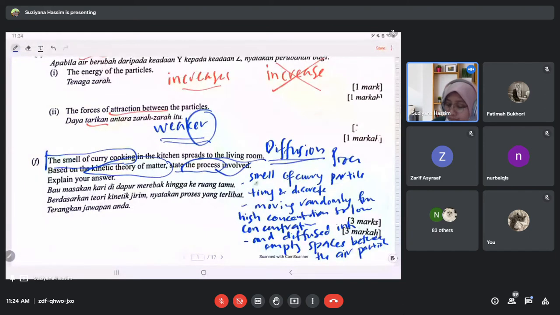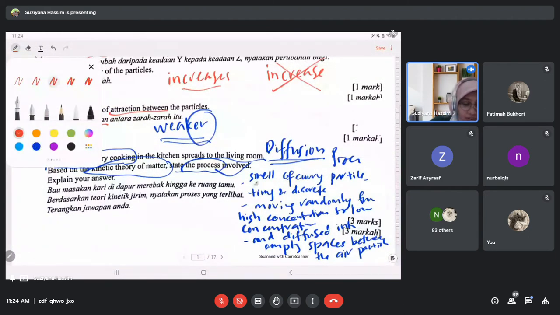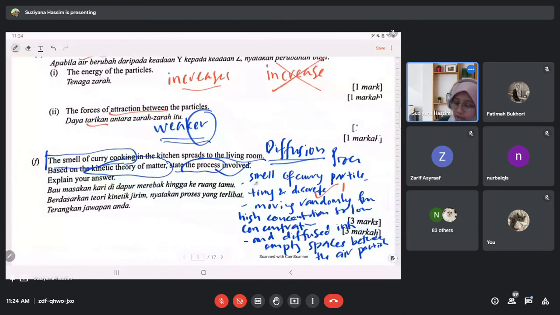Smell of curry particles, tiny and discrete, moving randomly from high concentration to low concentration and diffuse into empty spaces between the air particles. All right, that's the answer. How to explain? If durian, the smell of durian particles, tiny and discrete, moving randomly from high concentration to low concentration and diffuse into empty spaces between the air particles.